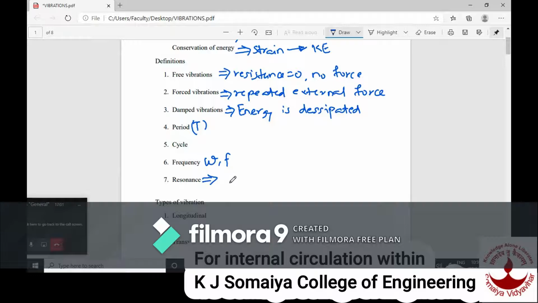And when the state of resonance occurs, at that time the amplitude of vibrations becomes too violent, and that may result in damage to the system. So here what happens is the natural frequency matches the frequency of the system, or the frequency of the external force. In that case it will result in resonance.